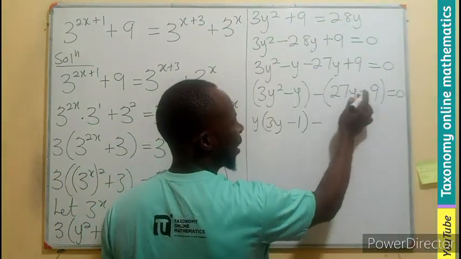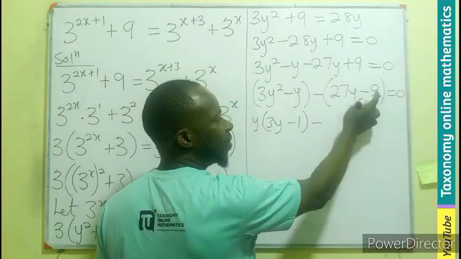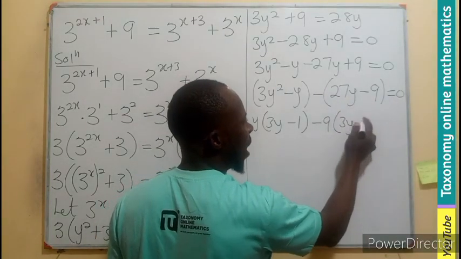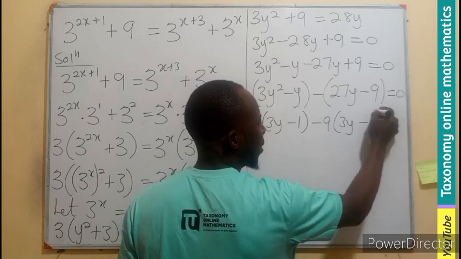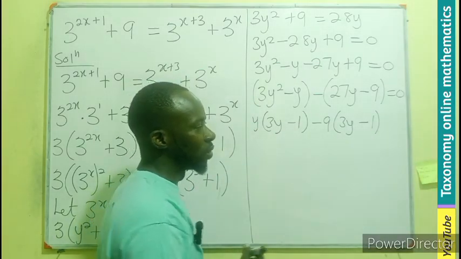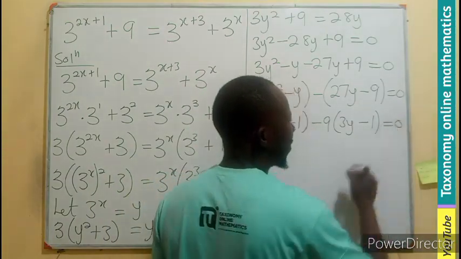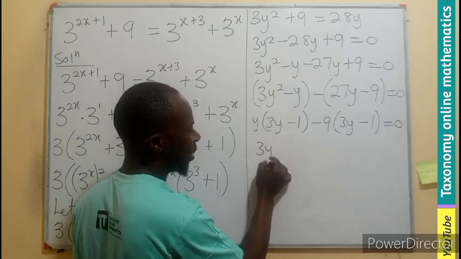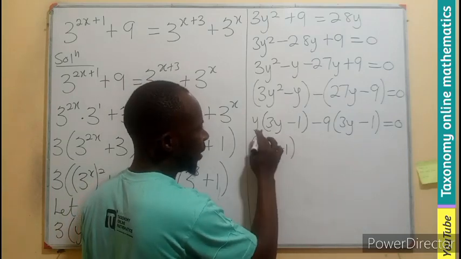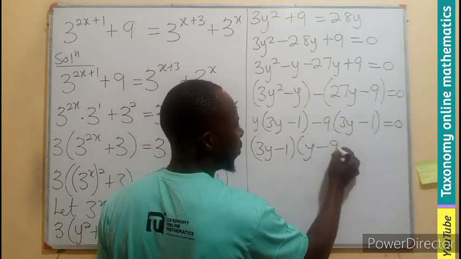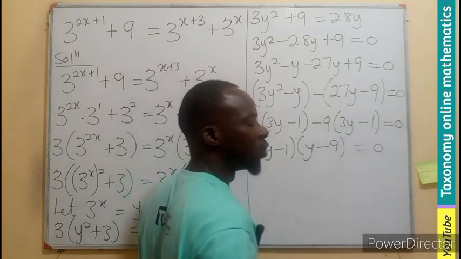Minus common factor between 27 and 9, that will be 9. Dividing this will give us 3y. 9 dividing 1, y. 9 dividing 9 will give us what? 1. So we get 0 here. You see the bracket being the same. So that becomes a common factor. Minus 1. Dividing this will give you y. If you divide this, it gives you 9. That will also equal to 0.